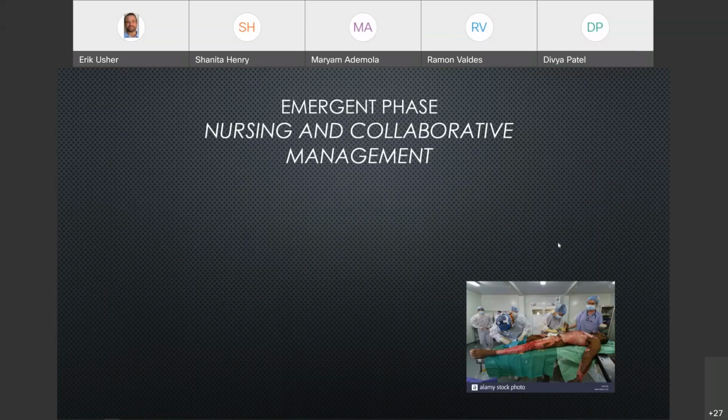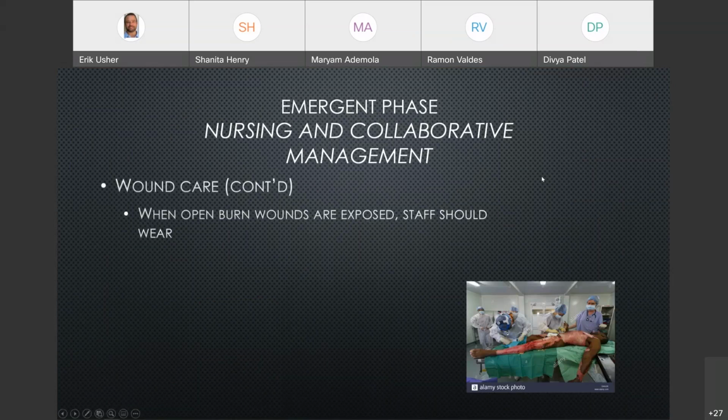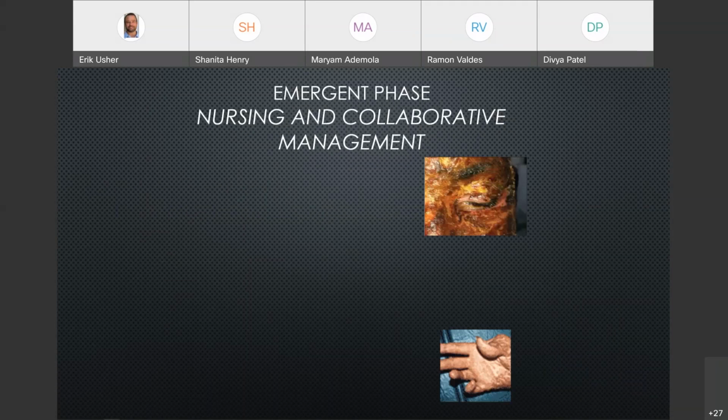Again, talking about that emergent phase and the collaborative care that we have, wound care comes to mind. Again, when open burn wounds are exposed, the staff should be cognizant of the infection potential. So they should wear disposable hats, masks, gowns, and gloves. Again, we want to prevent that secondary infection for these patients and advocate for them.